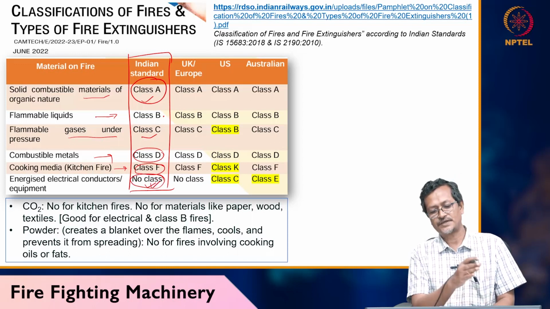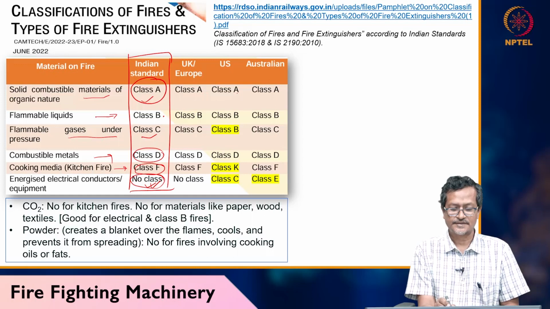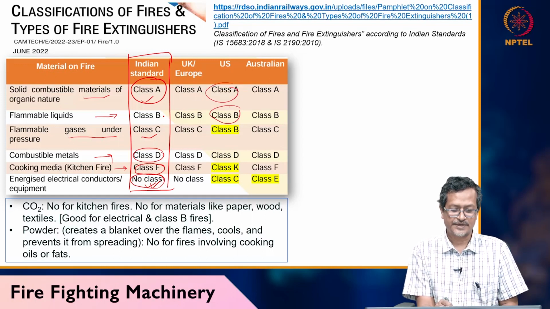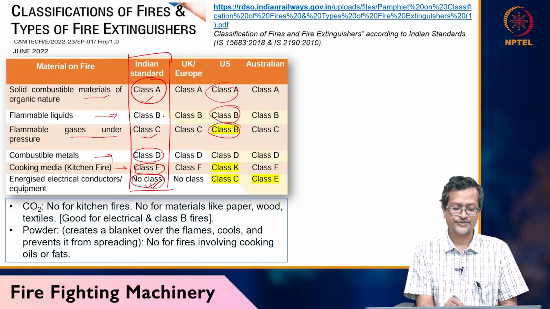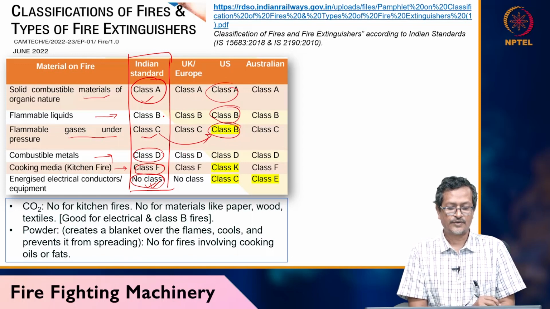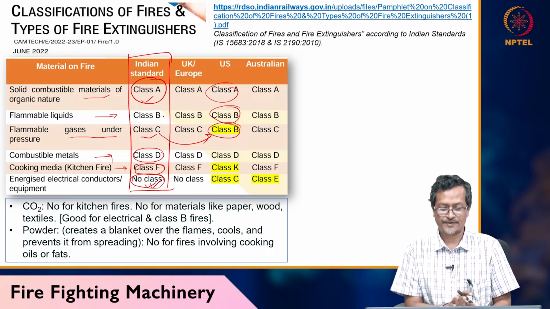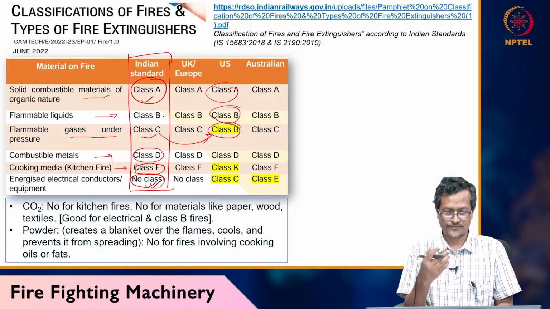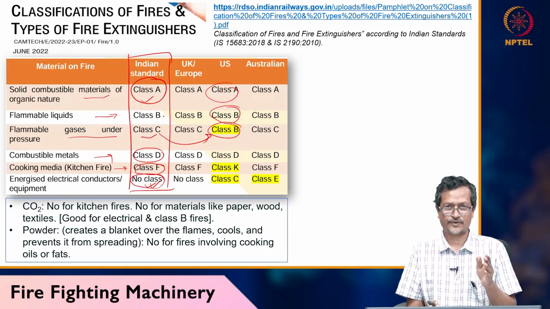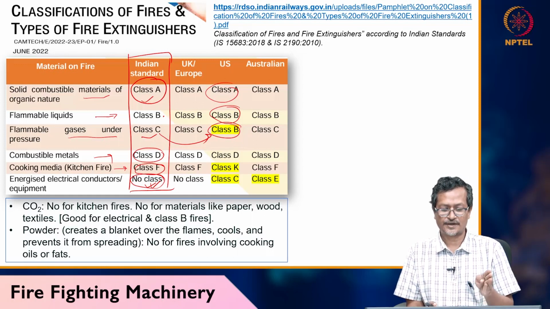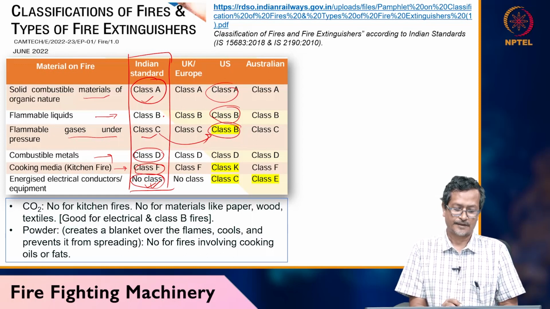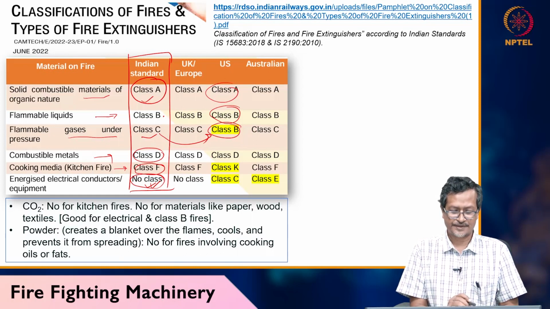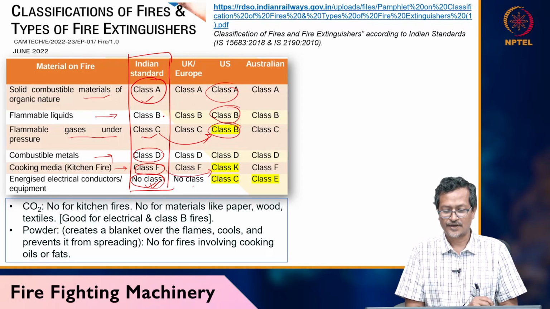But if you see the US, class A is the same, class B is also the same as India, but class C you can see has changed. UK, Europe and India have the same classes, but the US has some differences. So whenever you are reading these classes of fire, you should check which standard is used. For our exam purposes we will follow the Indian classes. Combustible metal class D is the same, cooking media, kitchen fire, again differs.